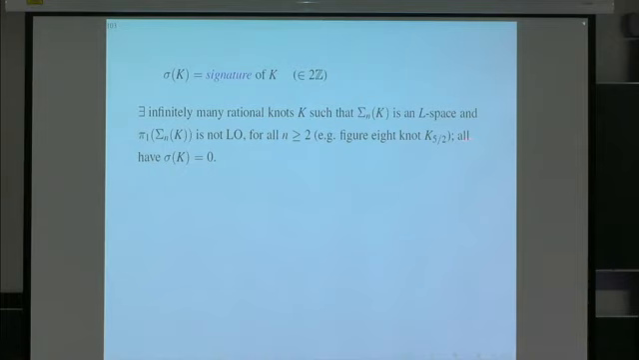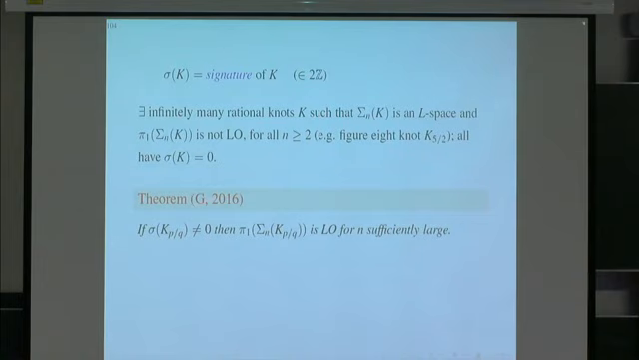But they all have signature 0. All these examples have signature 0. And there's a reason for that. It's because it's not true if the signature isn't 0. So the theorem I proved recently is that if you have a rational knot, and if the signature is not 0, then in contrast to this, if n is sufficiently large, the fundamental group of the n-fold cyclic branch cover is left-orderable.